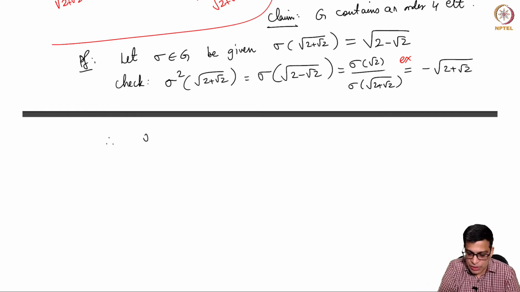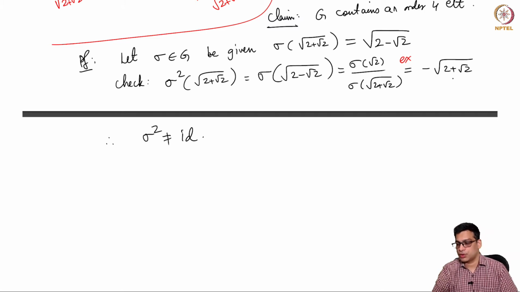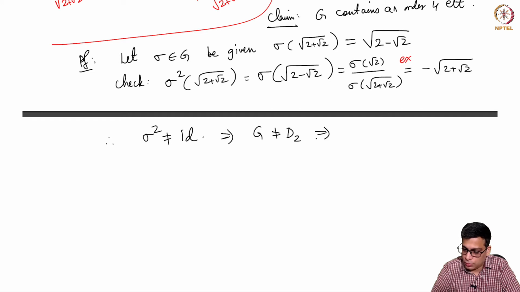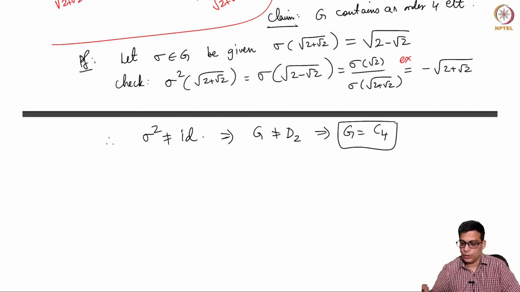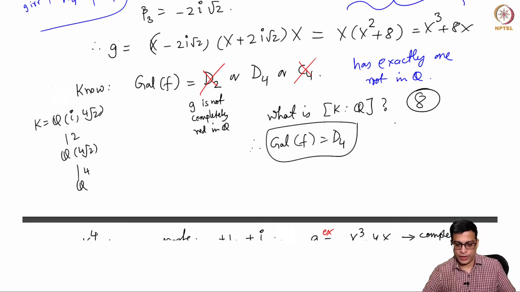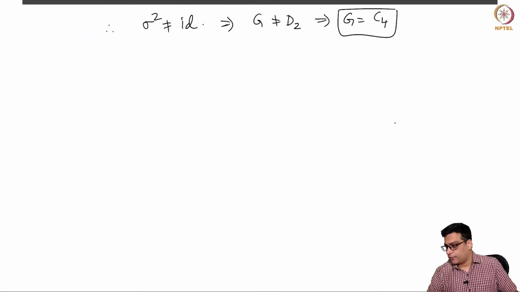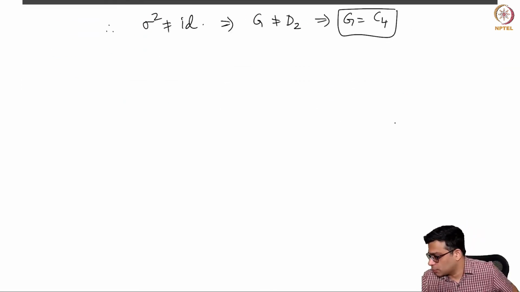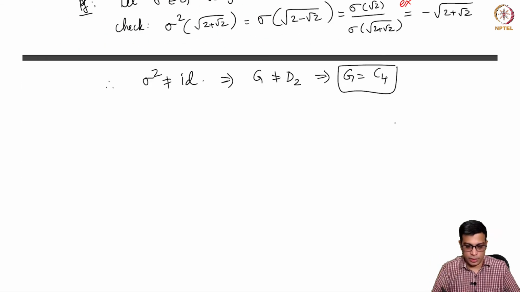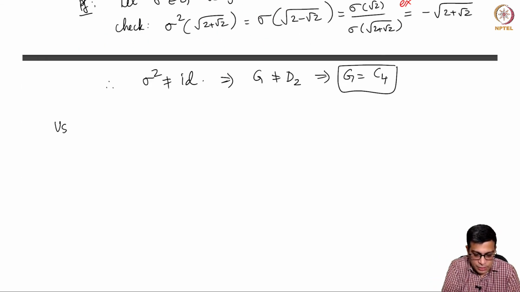So that means sigma square is not the identity, right? So this is not square root 2 plus root 2. This means G cannot be D2, because in D2 every element has square equal to identity. So G is C4. Okay. So you have an example with C4, you have an example with D2, and you have an example with D4. And for other things, I want to introduce now some more theory and some general useful facts about discriminants and resolvent cubics.